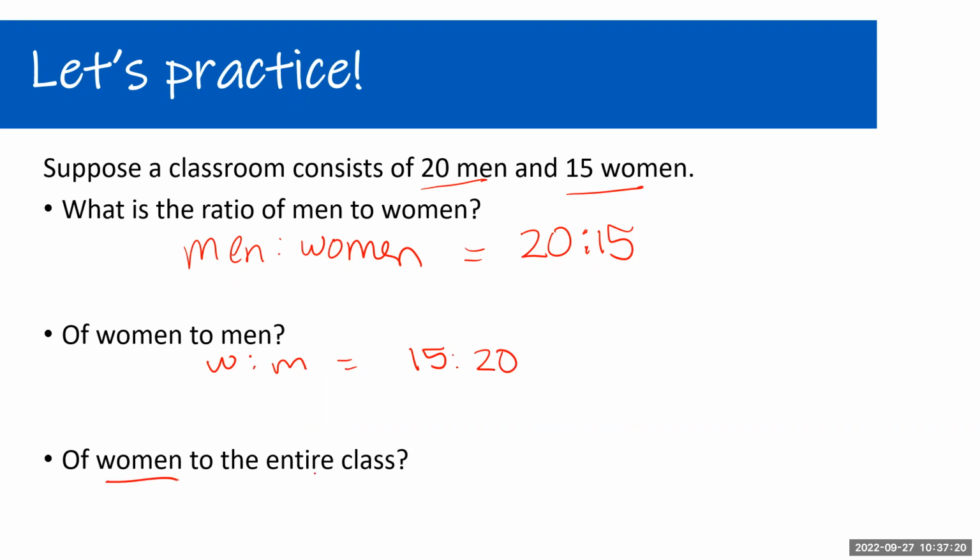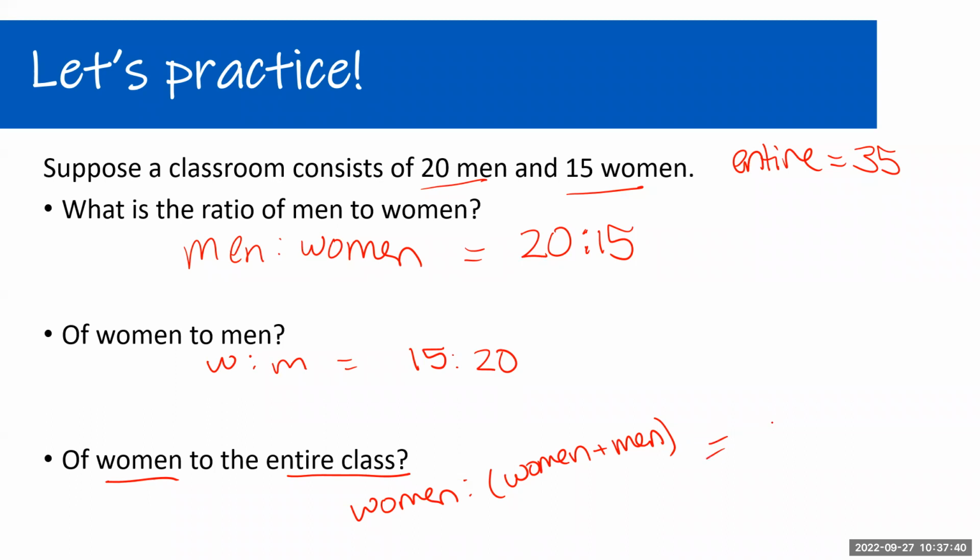Now, what about women to the entire class? So this is women to women and men. So we need to add those. How many people do we have in the entire class? Well, that's 20 plus 15, which is going to be 35. So it's going to be women is 15, and total is 35. So that's our total women to the entire class.